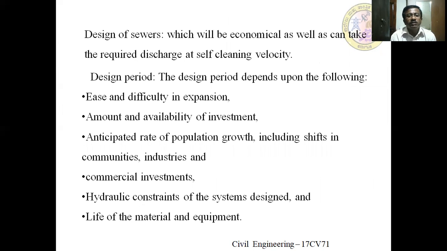The design of sewers should be economical, and should carry the required discharge at self-cleaning velocity. When we go for design of sewers, we are very careful about the discharge. Q equals AV, which gives the total cross-sectional area of the pipeline required. So we are careful about the discharge as well as the velocity. If we know the discharge and fix the velocity, on that basis it is possible to find the diameter of the circular sewer.